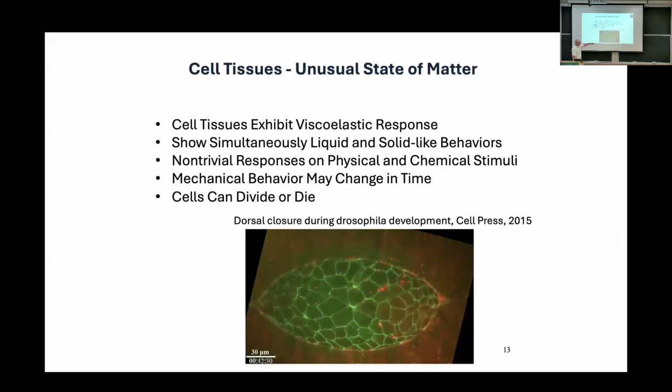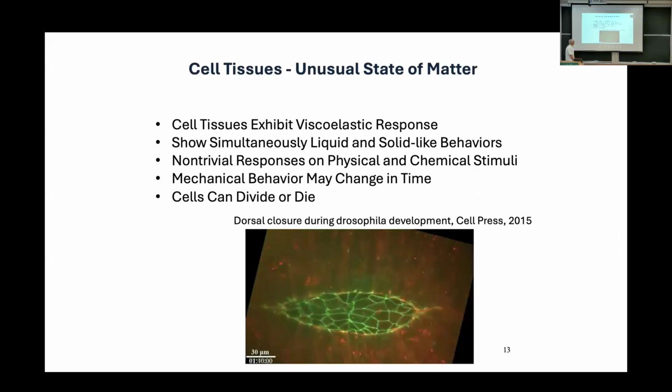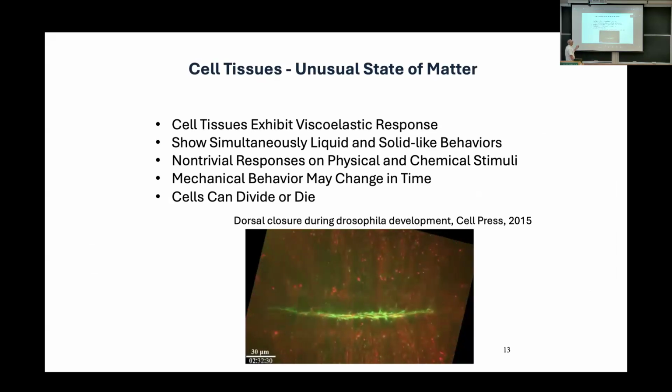This is one of the videos, dorsal closure. So you see a lot of things happening there. Many experiments demonstrated that cell tissues exhibit viscoelastic responses, and they simultaneously show liquid and solid-like behaviors. Non-trivial responses emerge when chemical or physical stimuli are applied. Moreover, mechanical behavior may also change in time because cells can divide and die.